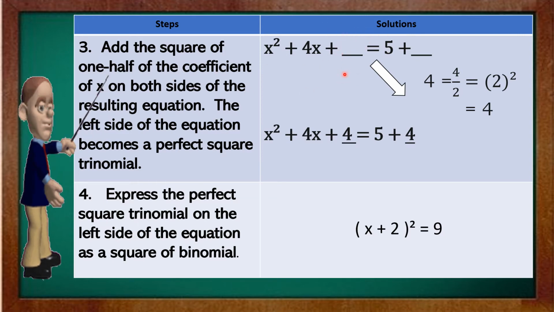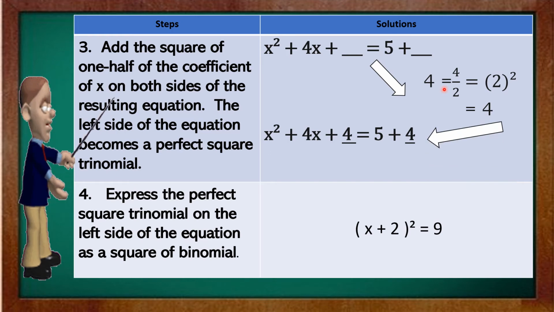It is said, get the half of the coefficient of x. So the coefficient of x is 4. Divided by 2 is equal to 2, then times itself is 4. So that our resulting equation now is x squared plus 4x plus 4 is equal to 5 plus 4. So the last term is 4.